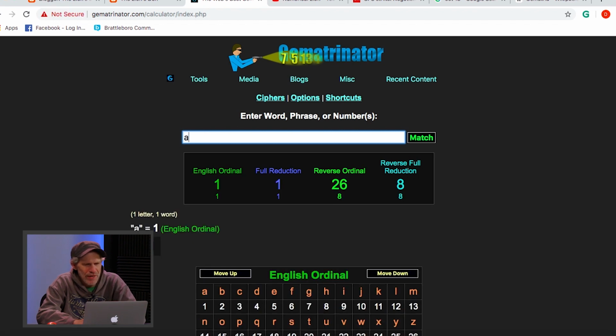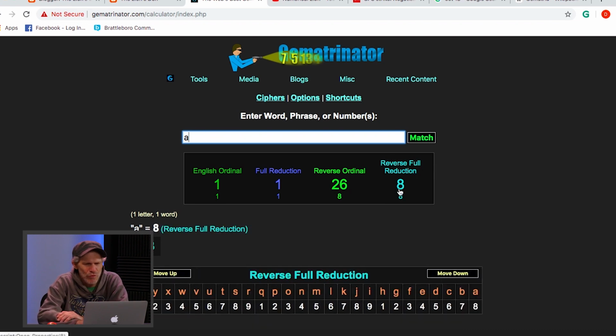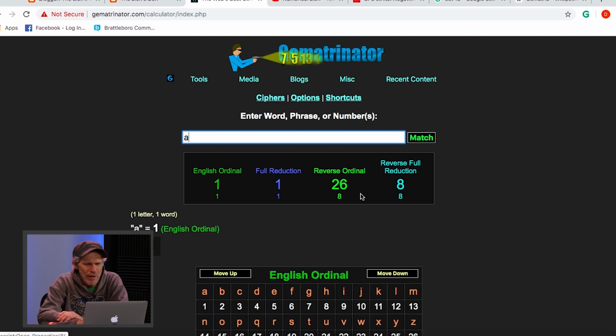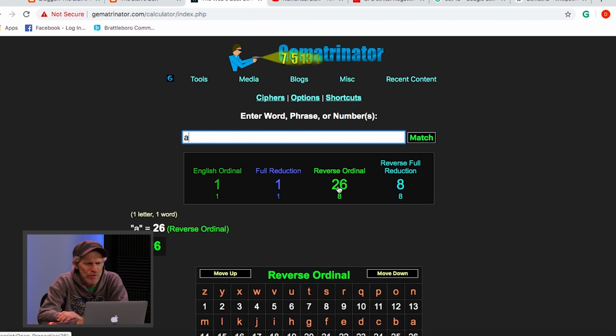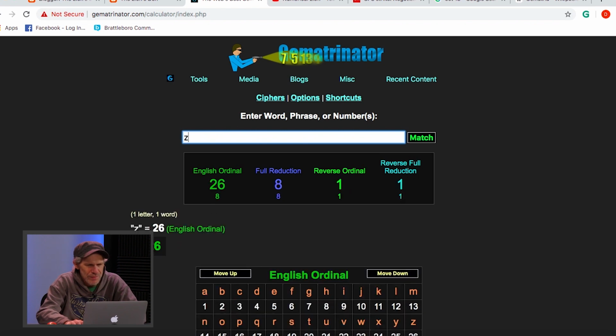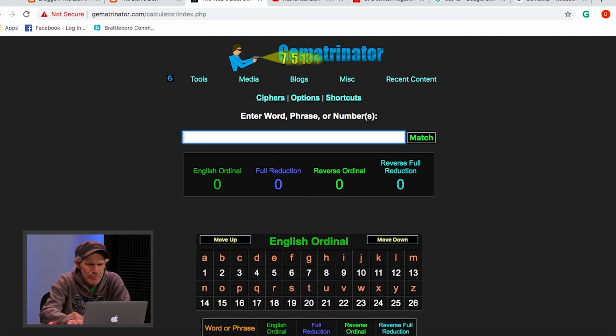So you write out A, it's 1, right? In reverse, it's 26. Reduction just means, reverse reduction means you add these two together into a single digit. So A becomes the 26th letter of the alphabet in reverse, and Z becomes the 26th when it's forward, English ordinal forward. So it's the exact reverse.